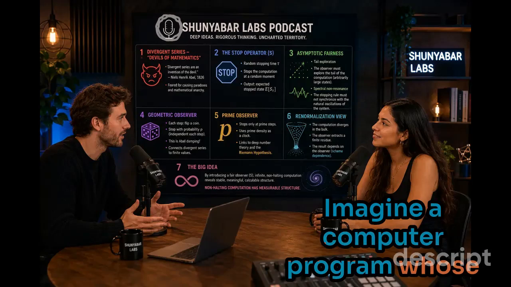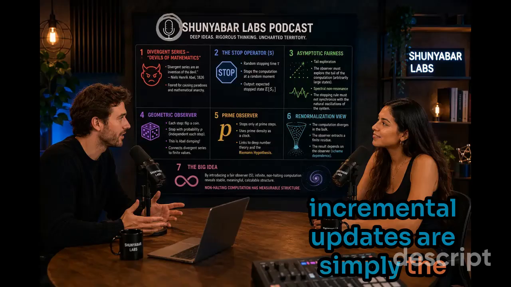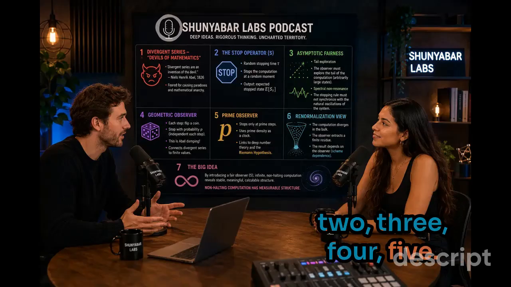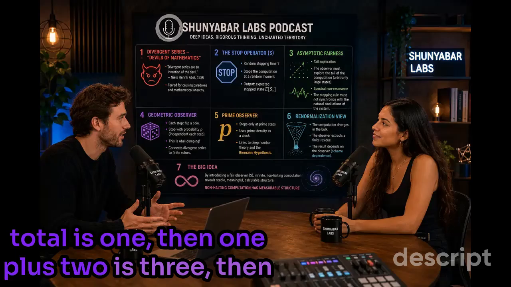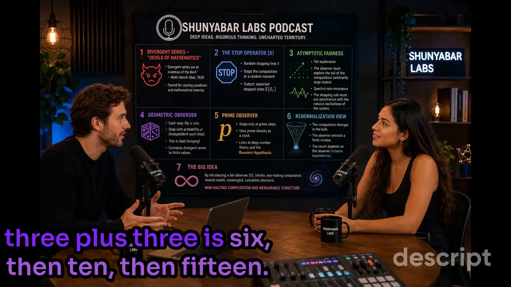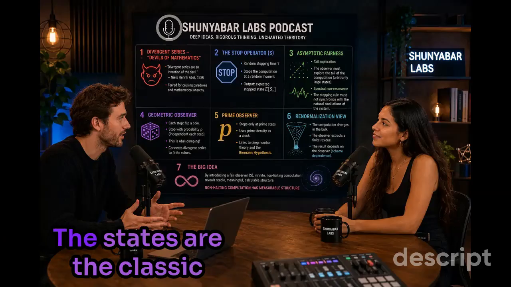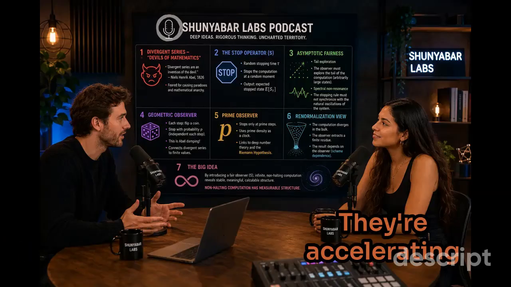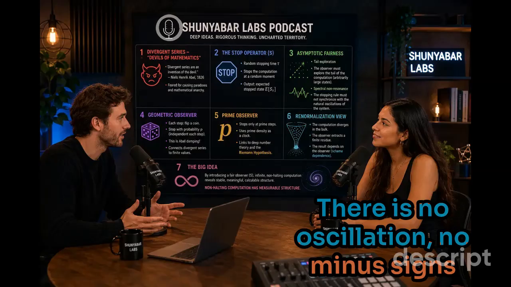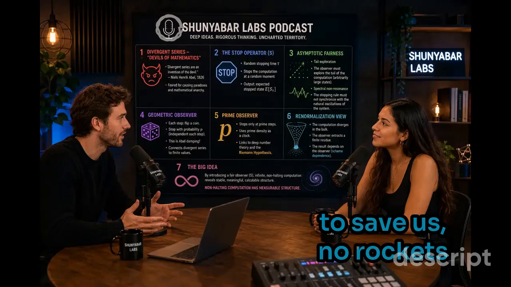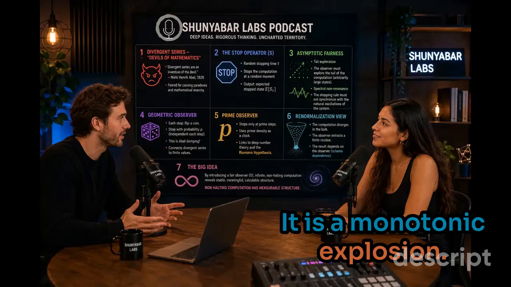Imagine a computer program whose incremental updates are simply the counting numbers, 1, 2, 3, 4, 5. So the state space, the running cumulative total, is 1, then 1 plus 2 is 3, then 3 plus 3 is 6, then 10, then 15. The states are the classic triangular numbers. They're accelerating rapidly toward positive infinity. There is no oscillation, no minus signs to save us, no rockets canceling each other out. It is a monotonic explosion.